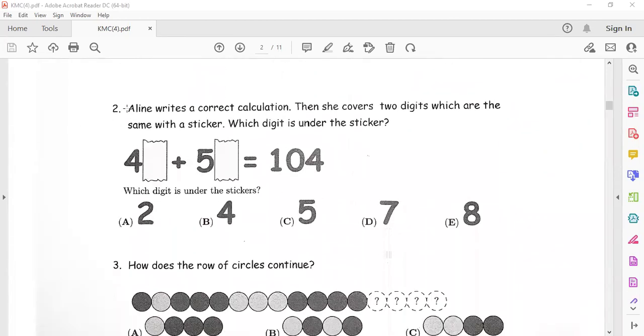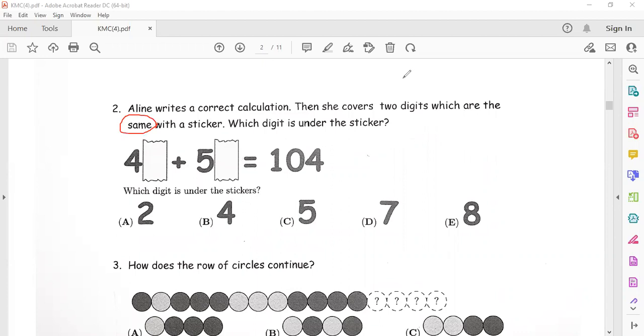Question number 2: Aline writes a correct calculation. This is the calculation, as you can see. She covers 2 digits which are the same with her sticker. Which digit is under the sticker? Again, which is our clue word? Our clue word here is 2 digits which are the same. These 2 digits have to be the same. Now, let's do this and see.